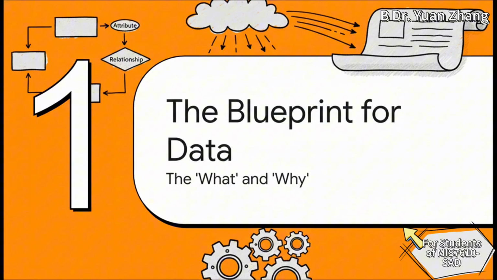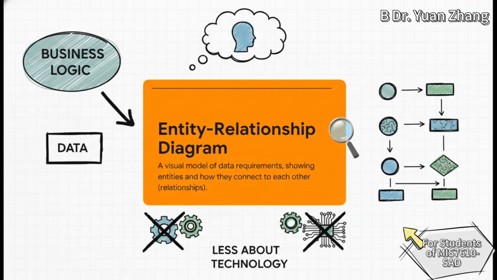First things first, the blueprint for data. We really need to understand the what and the why of ERDs before we start drawing anything. So at its heart, an entity relationship diagram is just a visual map of the data a system needs. It shows all the important pieces of information, we call those entities, and exactly how they're all connected to each other. It's not about the code or the specific database software. Nope. It's all about nailing down the business logic first.